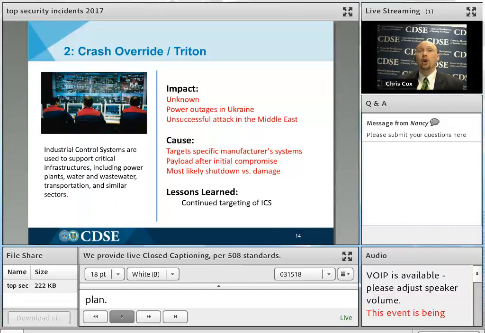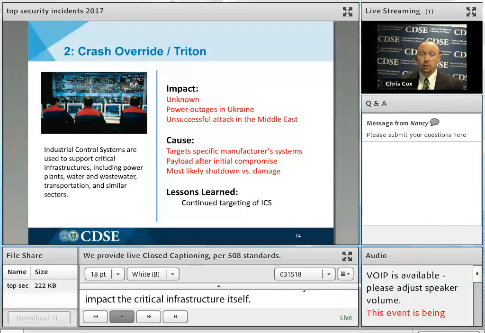Now at number 2, we have CrashOverride and Triton, a tie between the two. These were two attacks that were used to target specific industrial control systems developed by certain manufacturers, which could theoretically be used to impact the critical infrastructure itself. This one's a tie because they both work in pretty much the same way, and they're intended to do pretty much the same thing, which is to give the attacker access to the control systems.